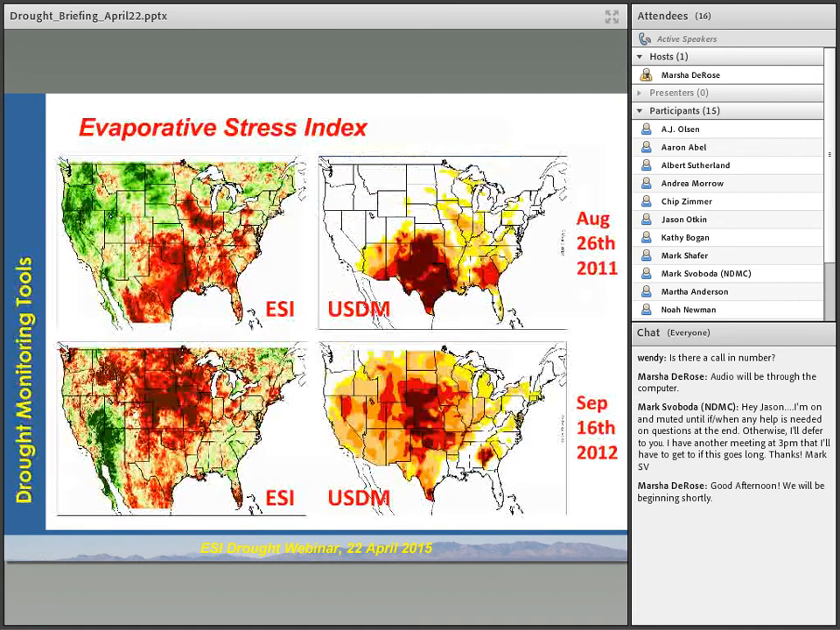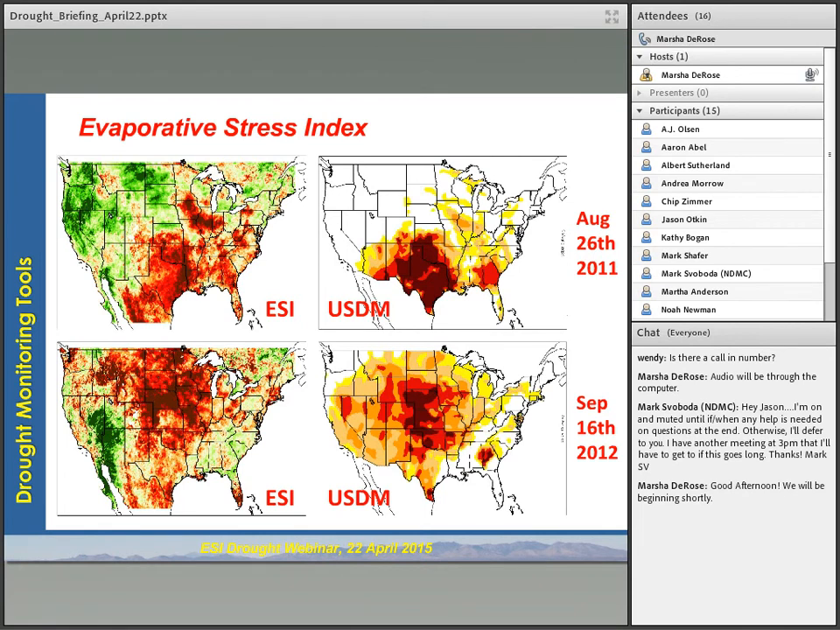Next slide, please. Okay, so now I'm going to spend a few minutes describing the Evaporative Stress Index and its use in the Drought Early Warning tool. To provide some context for this discussion, this slide shows a comparison of the Evaporative Stress Index and U.S. Drought Monitor analyses near the peak of the 2011 and 2012 flash drought events. The red colors on the ESI images on the left indicate drier than average conditions, and the green colors indicate wetter than average conditions. So overall, you can see that the Evaporative Stress Index and Drought Monitor analyses have similar spatial patterns near the peak intensities of both of these flash drought events.